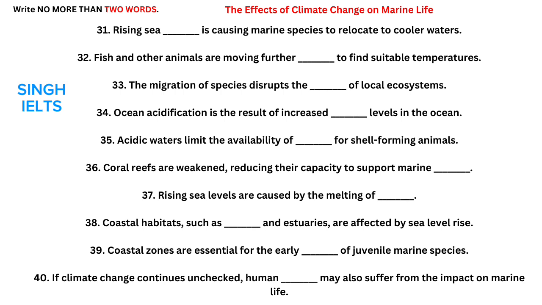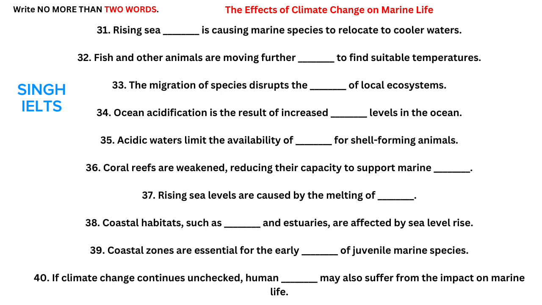for many organisms. Finally, climate change contributes to rising sea levels due to the melting of polar ice caps. This results in the loss of coastal habitats such as mangroves and estuaries, which are critical breeding and nursery grounds for various marine species. The destruction of these areas threatens the survival of juvenile fish and other marine creatures that rely on sheltered coastal zones for early development.